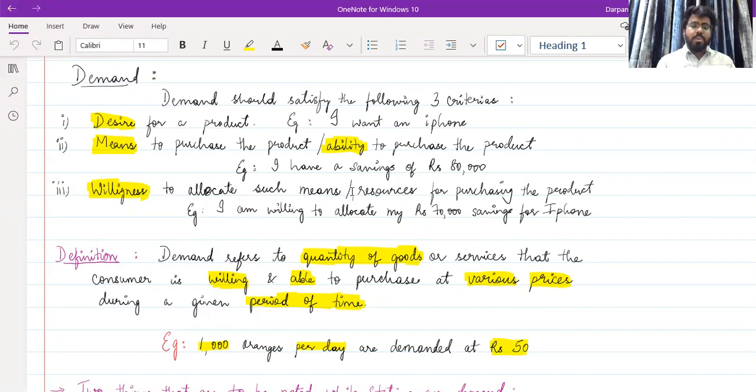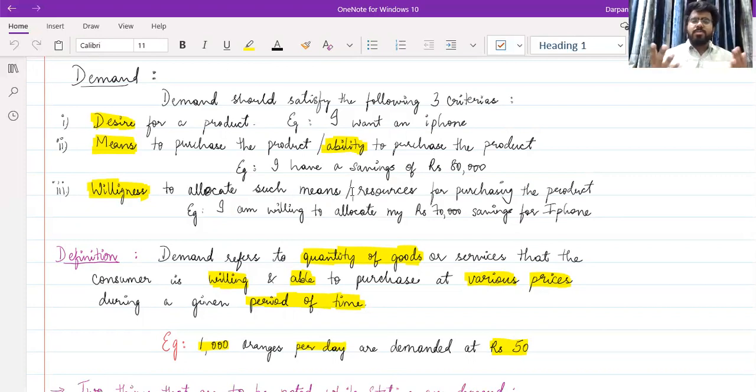We saw the definition, where definition is dealing with what it refers to: quantity of goods or services which the consumer is willing and able to purchase. So willingness and ability at various prices during the given period of time. So at various prices during the given period of time, this is also important, because without a definite price or without the time period, again, demand statement is incomplete. You cannot call it as demand, right?